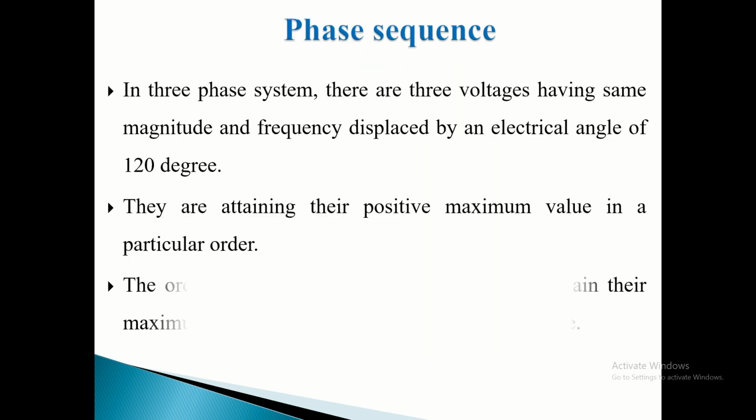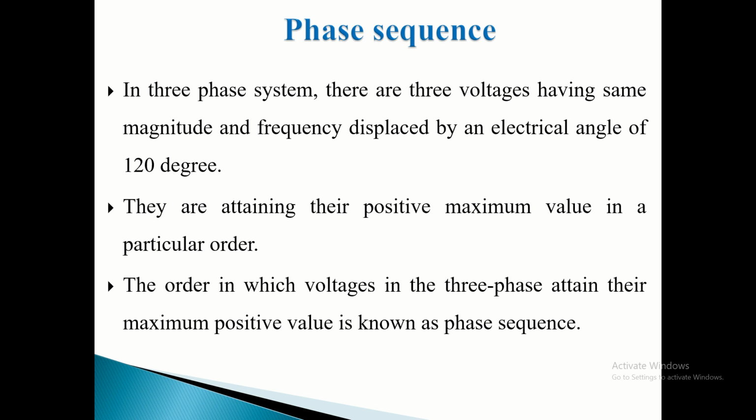Phase sequence. Phase sequence means the voltage or current attaining their positive maximum value in a particular order. The order in which voltages in the three-phase attain their maximum positive value is known as phase sequence. Generally, we refer to the RYB phase sequence. Other phase sequences are YBR and BRY.